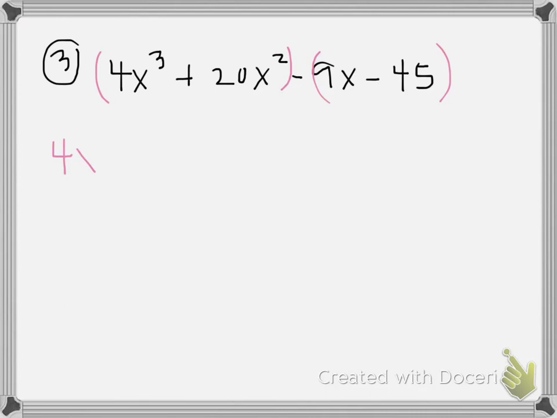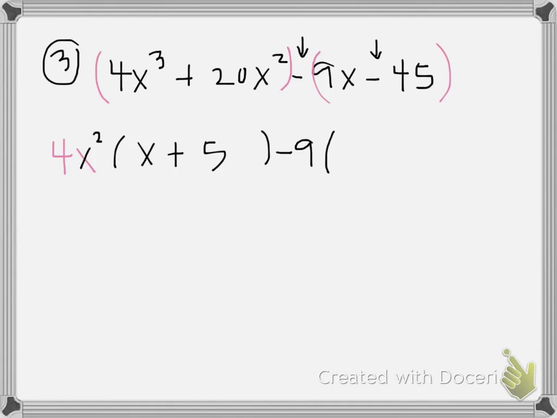So the greatest common factor here would be a 4x squared. When I take out a 4x squared, I'm going to be left with x plus 5. Remember, if you multiply it back, 4x squared times x gives you 4x cubed, and 4x squared times 5 gives you 20x squared. Over here, between 9x and 45, you're going to factor out a 9. Remember, there's a minus on the outside, so it's going to change that operation on the inside.